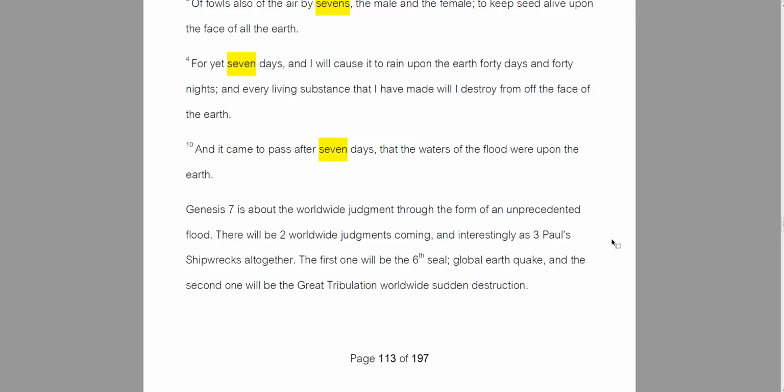And the second and third, I see that as a 6 seal, which is in the form of a worldwide judgment as well, and the global earthquake. And the third shipwreck would be the Great Tribulation, because it's going to be a worldwide sudden destruction at the time of the Rapture. That's going to be a worldwide scale, just as Genesis 7. So that's threefold again, 3 post shipwrecks. So that's not really Eve, but also back in time, days of Noah, and also right now in the final generation that we're in.